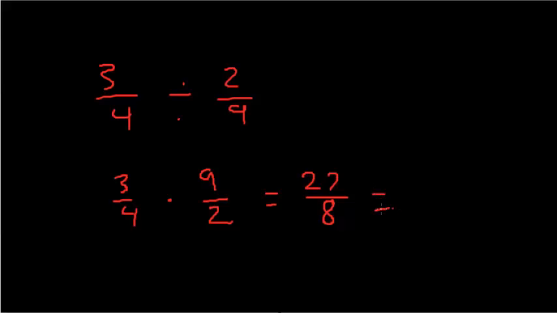In that case, again, I take 27 divided by 8. 8 goes into 27 3 times, with 3 left over as my remainder, and that same denominator of 8. So 3 and 3/8.